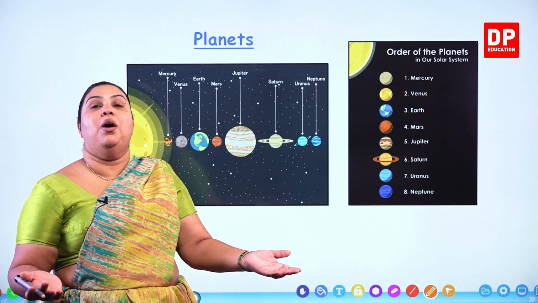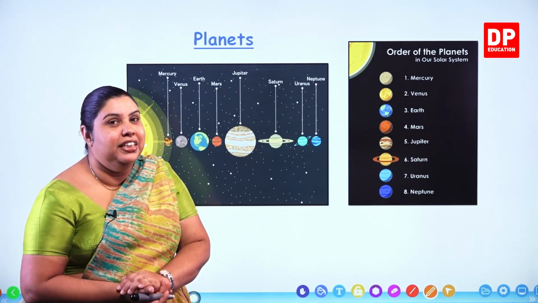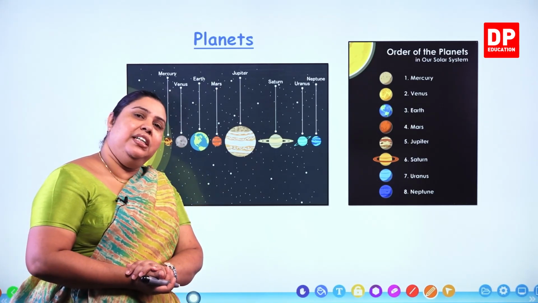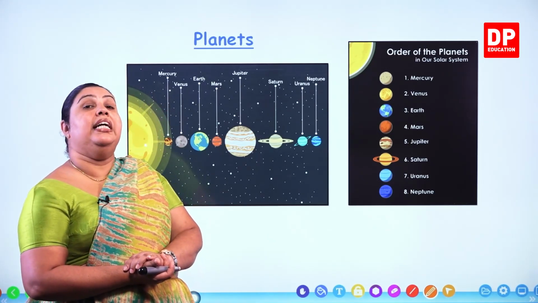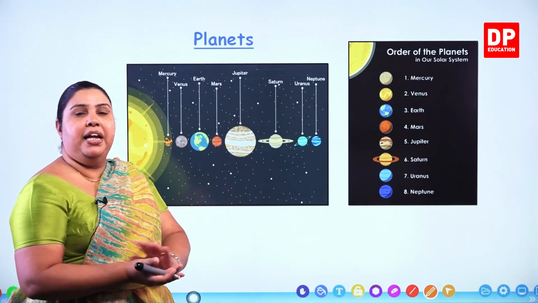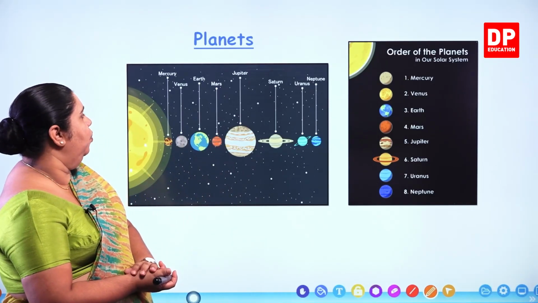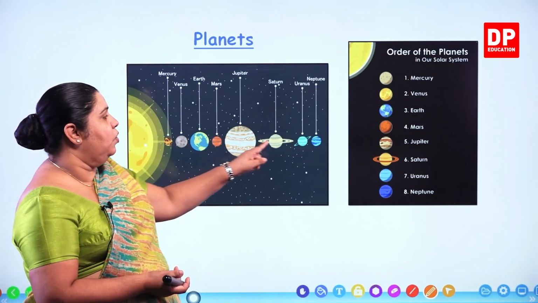Now we are talking about the world around us. What is the world that we are living? We call it the earth. Now what are the planets? What are the planets that we know? Now they are in this order.